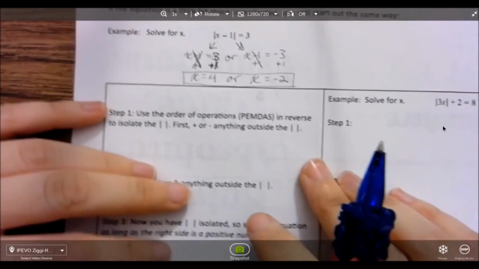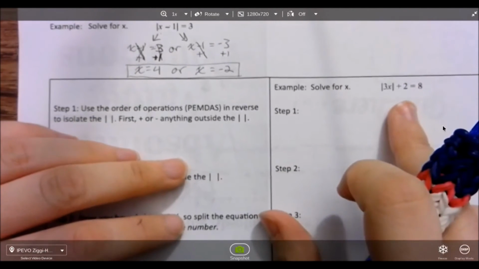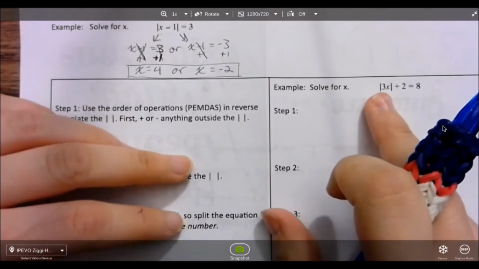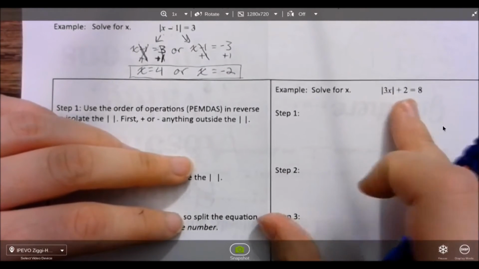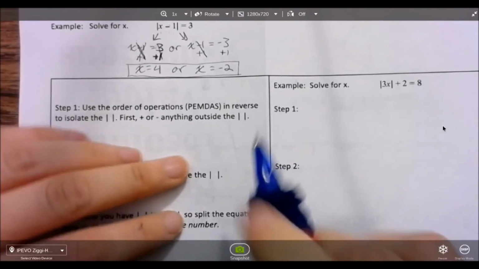All right, one more example. In this case, it's a little bit more complicated still. We don't just have the absolute value on the left. We also have a plus 2. So we're going to have to take care of that, and then solve for x.